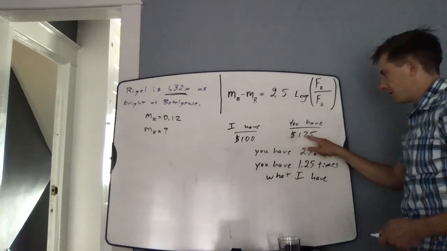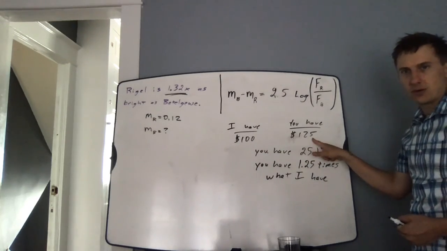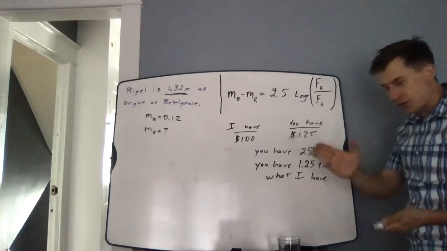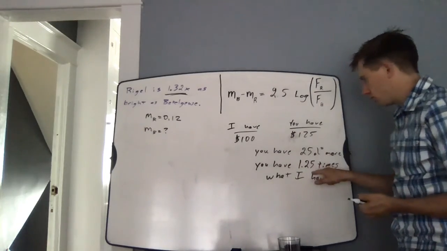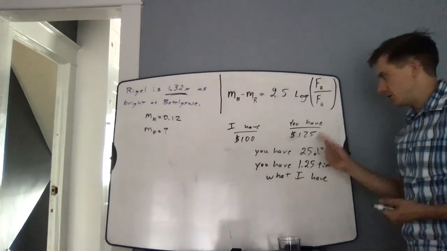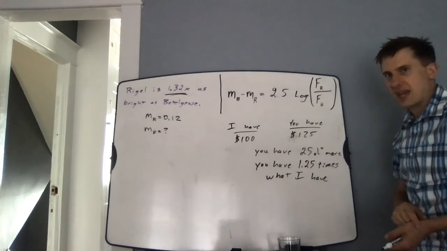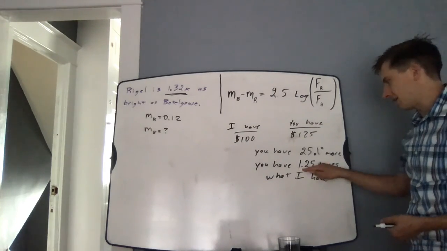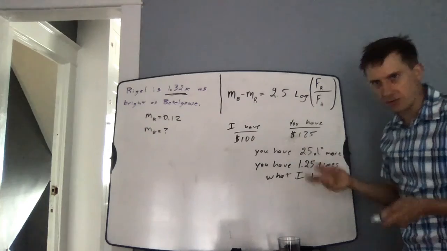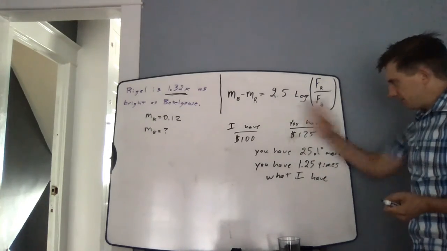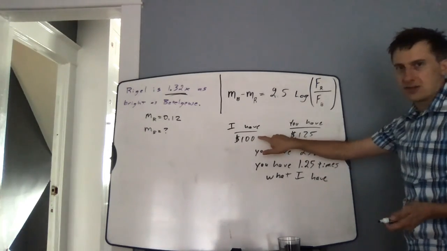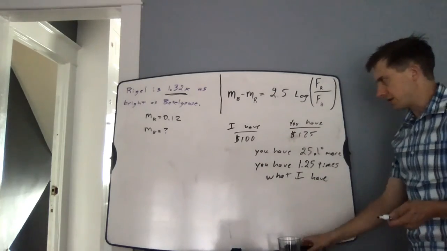I have 100, you have 125, you have 25% more. Or another way to phrase that idea is you have 1.25 times what I have. The amount you have is bigger than the amount I have. That's why the number of times you have what I have is greater than 1. But there's nothing really special or fundamental about 100 and 125.